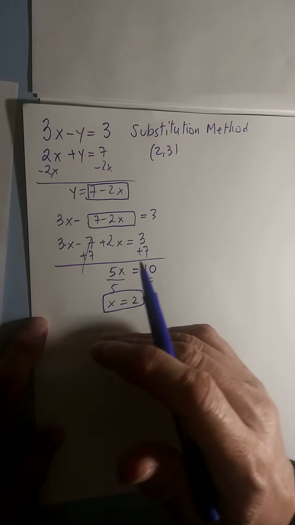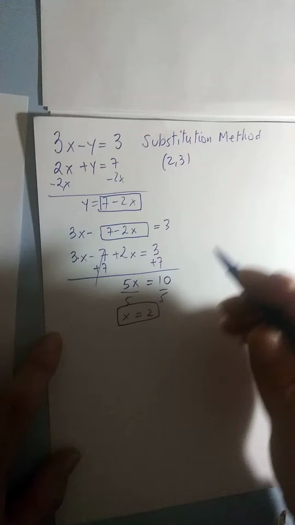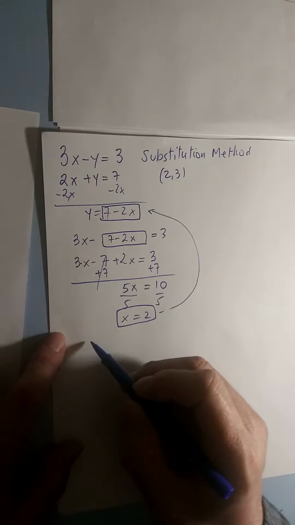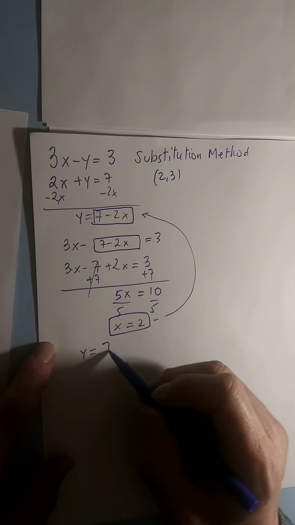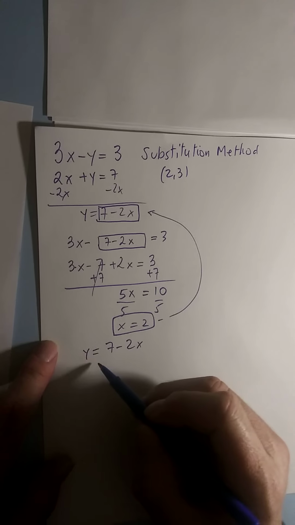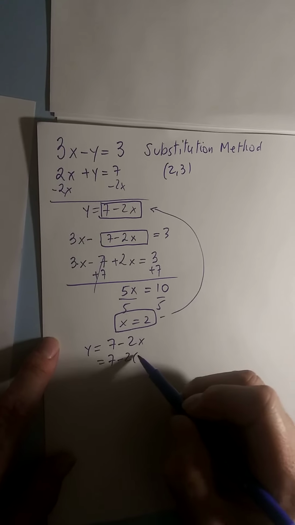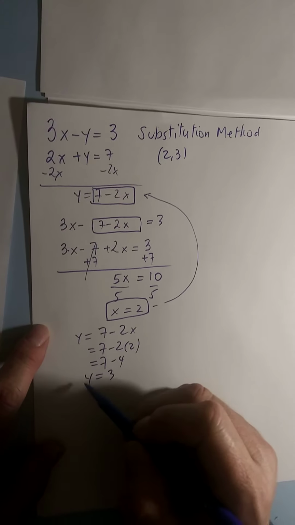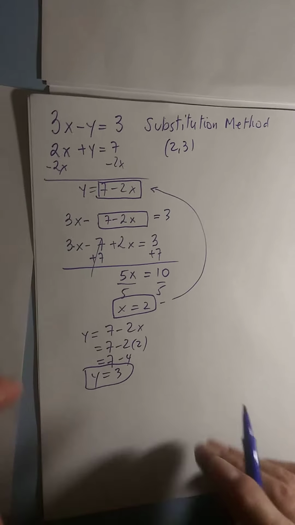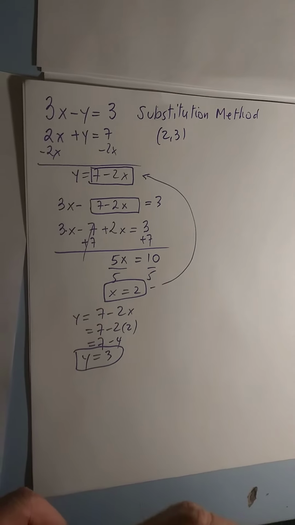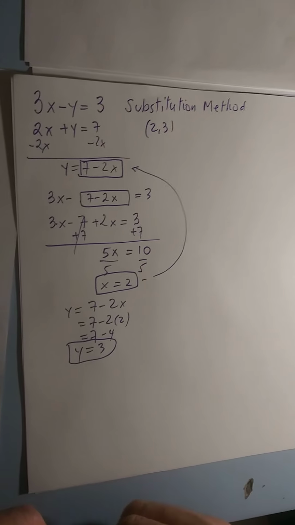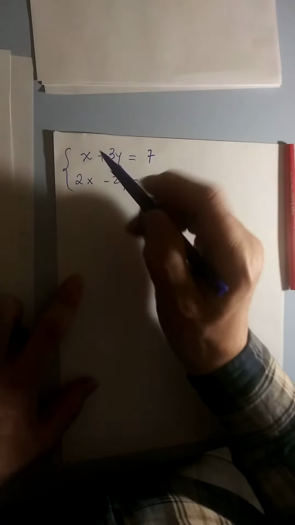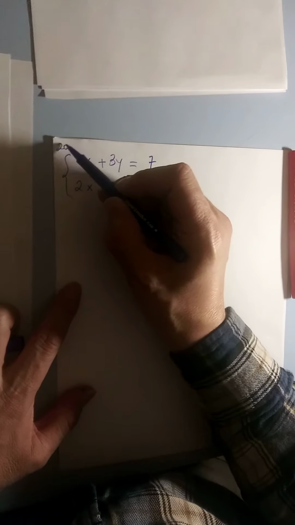Once you solve for x, you can substitute anywhere ahead of it to get y. Let us substitute in the boxed equation, which is this one. The boxed equation is y equals 7 minus 2x, which is 7 minus 2 times 2. That's 7 minus 4, and that's 3. Y equals 3. And that is what we got when we solved this system using the addition method.